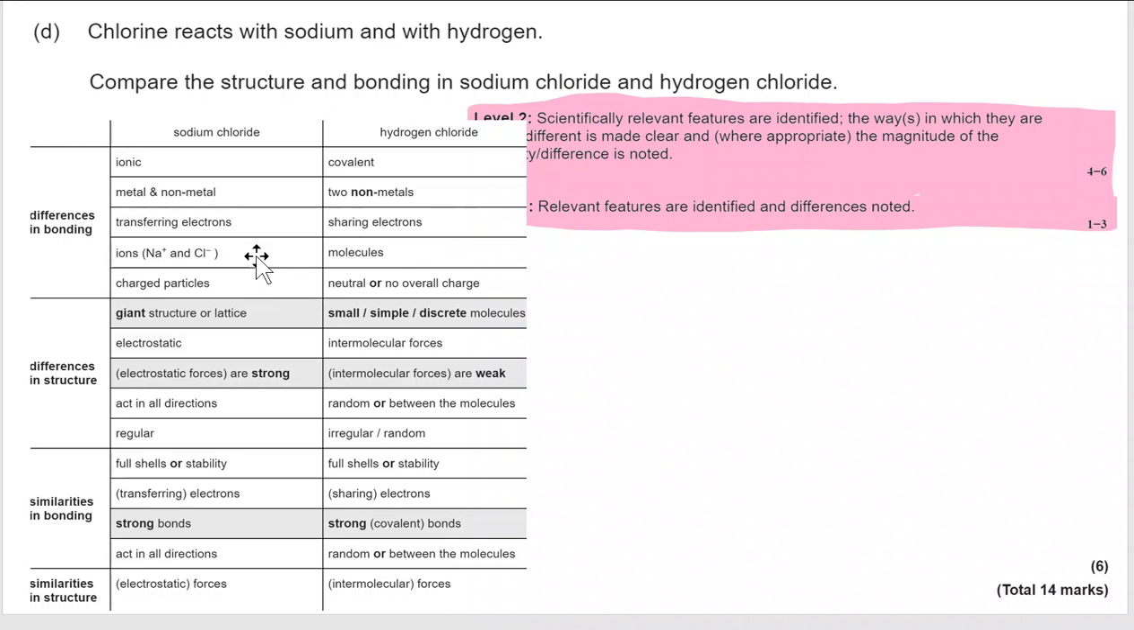We have ions in sodium chloride. Hydrogen chloride is a molecule. Those ions are charged particles in sodium chloride. There are no charged particles in hydrogen chloride. And on it goes. Ionic compounds are giant lattices. Hydrogen chloride is molecularly covalent. We have the type of force that holds them together, electrostatic versus intermolecular. The fact that electrostatic is strong, intermolecular forces are weak.